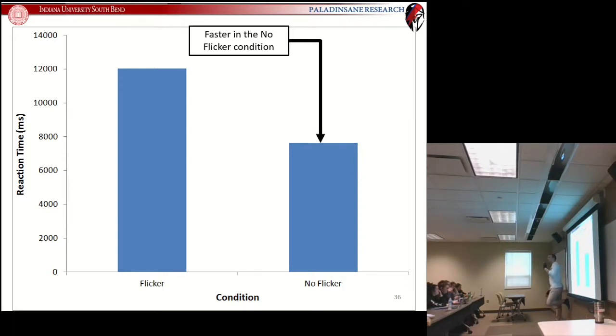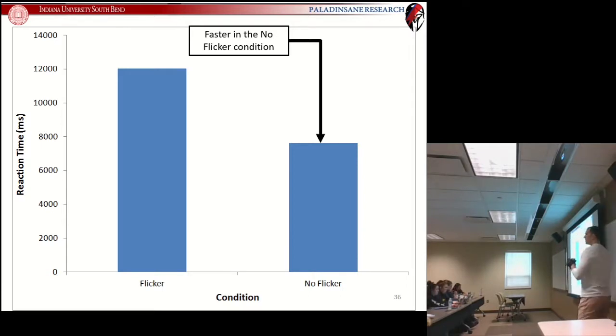So not only are we faster in the no flicker condition, but we are also more accurate in the no flicker condition, indicating that there is no speed accuracy trade-off. We are just massively better in that no flicker condition than we are in the flicker condition. All right, any questions on the results that occurred?